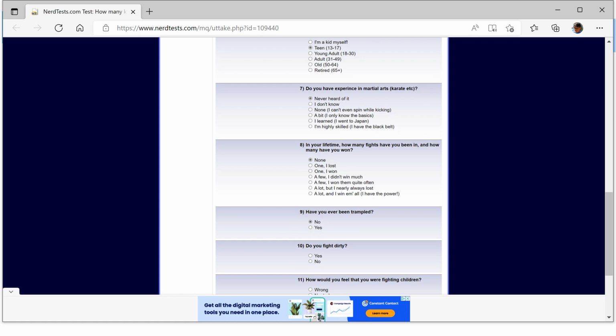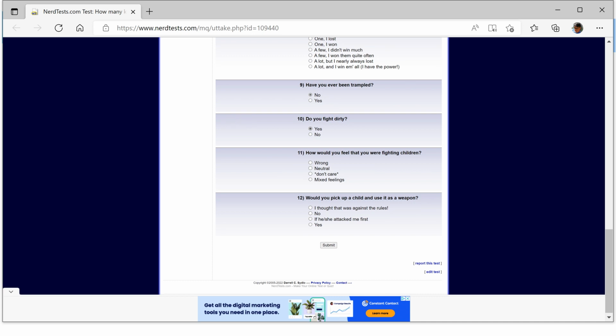Have you ever been trampled? No? Okay. Are you willing to fight dirty? Now we get a look into Campbell's personality. How do you feel about fighting children? It's wrong, you're neutral, you don't care, or you have mixed feelings? It's wrong. Oh. Would you pick up a child and use it as a weapon, Campbell?